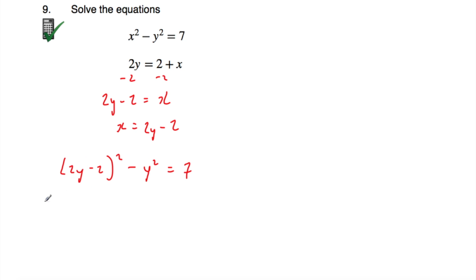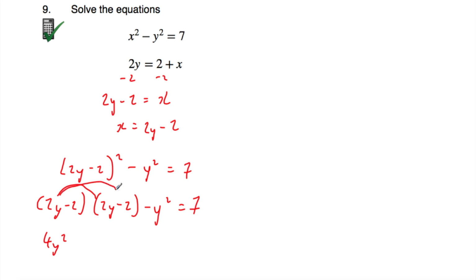Okay, now let's expand this. So let's write the bracket out twice. 2y minus 2, close brackets, 2y minus 2, close brackets, and then subtract y squared is equal to 7. Okay, now let's expand our brackets. 2y times 2y would be 4y squared. 2y times minus 2 would be minus 4y. Minus 2 times 2y would be minus 4y. And minus 2 times minus 2 would be plus 4. And then we've still got our take away y squared, and that's equal to 7.